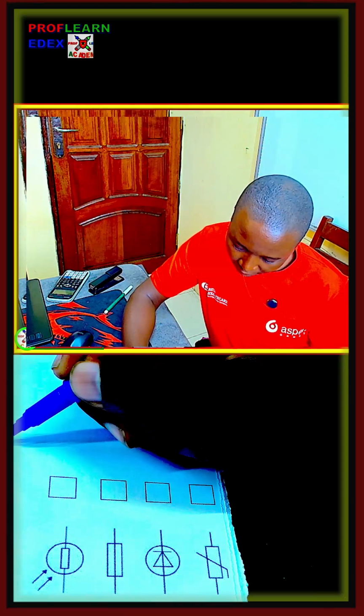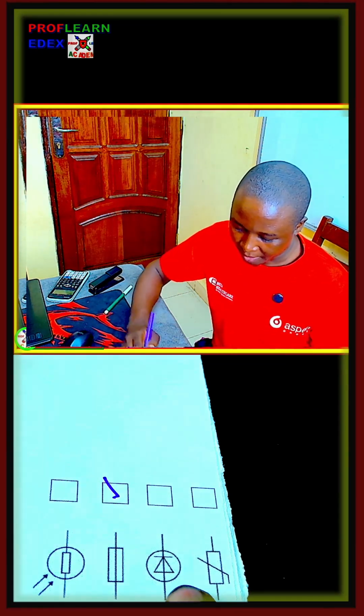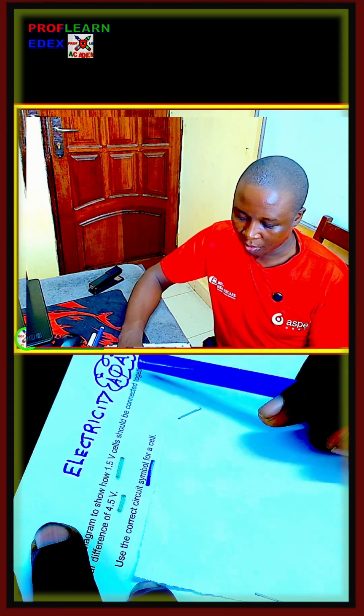What is the correct symbol for a fuse? This is the fuse. In this case, this is a diode. GCSE level, AQA.